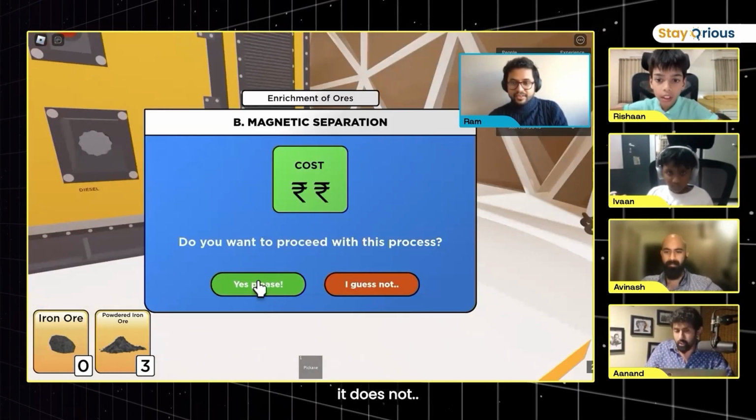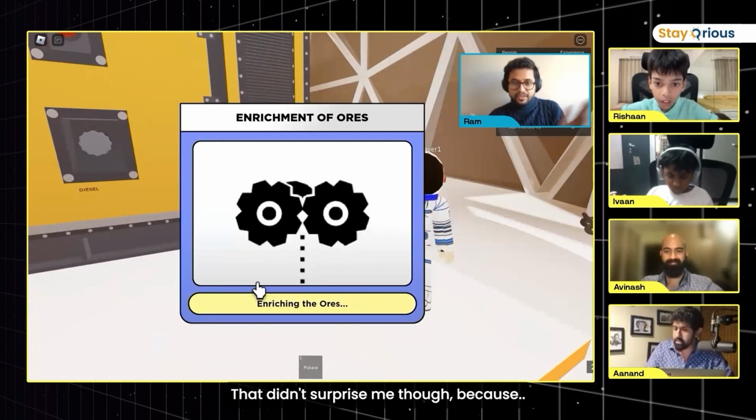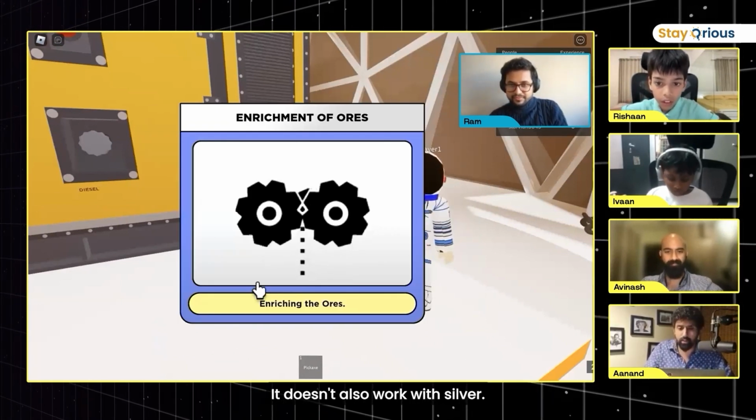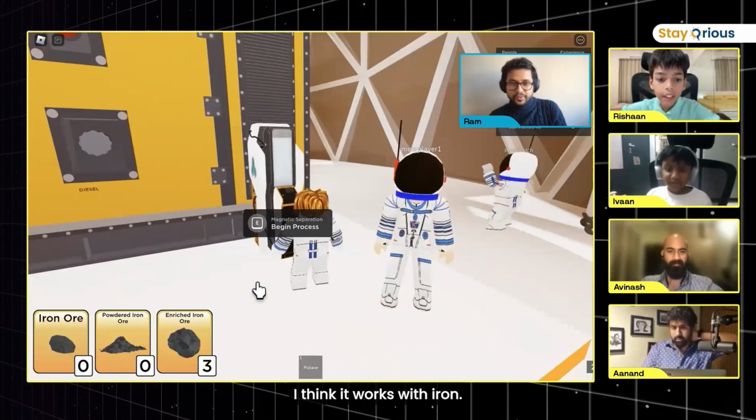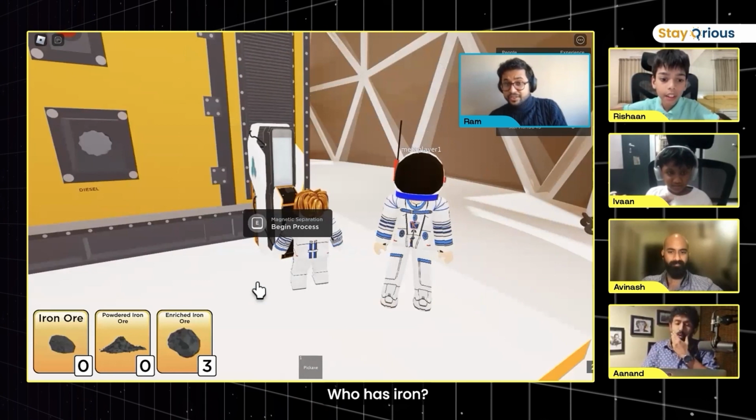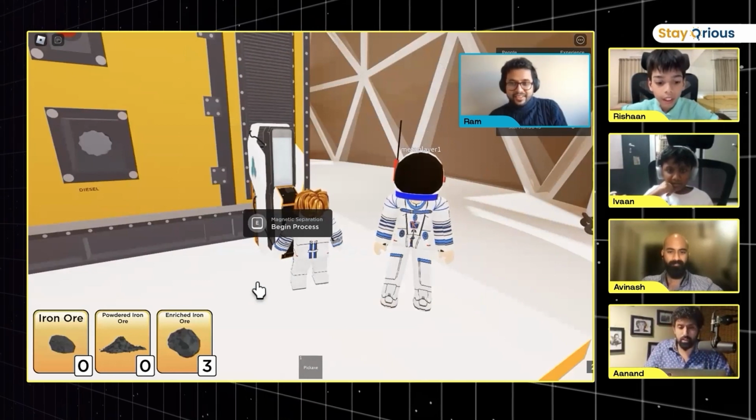Copper does not. You cannot do magnetism. That doesn't surprise me though, because it doesn't work in silver either. Copper doesn't work. Silver doesn't work. I think it works in iron. Who has iron? I have iron. Cool.